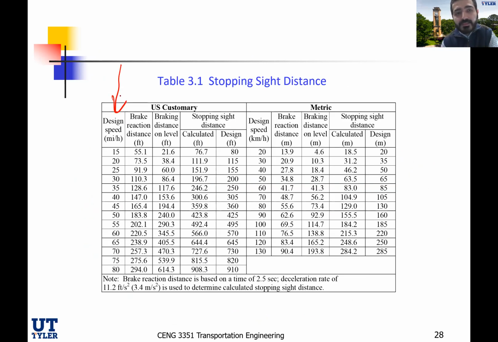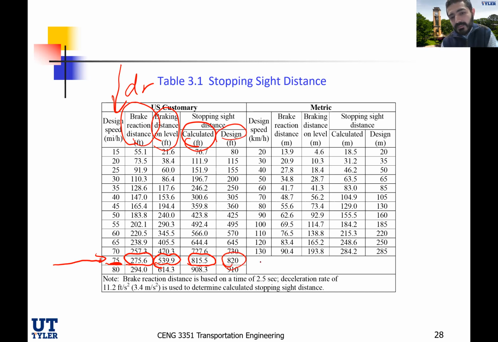Based on your speed limit, let's say I'm designing a new segment on I-20 and the speed limit is 75 miles per hour. Let's go here, 75 miles per hour is going to give me the brake reaction distance, which is the dr, if you remember, is 275, and the braking distance on level, that's again the braking distance, once you push on the brake, is 539.9. If you sum up the two, the calculated stopping sight distance is 815, and the design is 820.